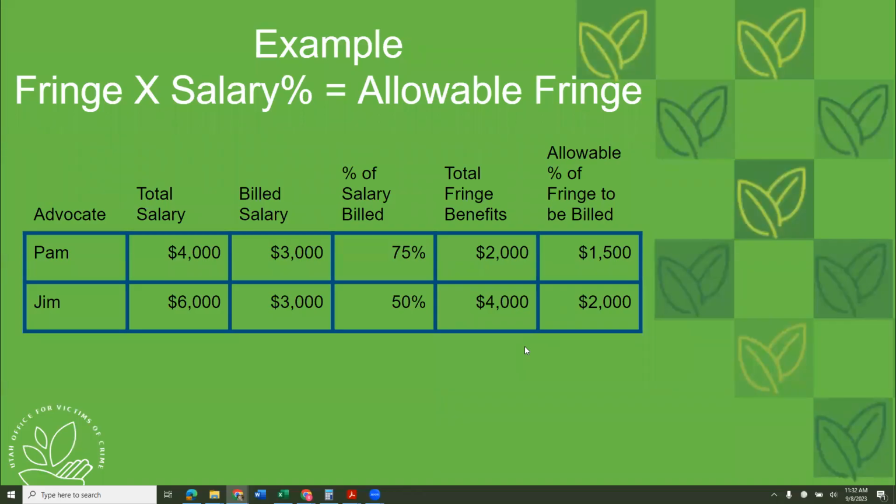So here's a couple examples. And here's the formula that you're going to use to calculate this. It's going to be the fringe amount times the salary percent, which will give you the allowable fringe amount.